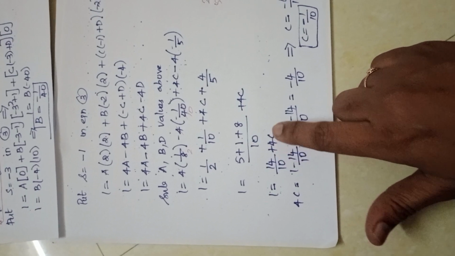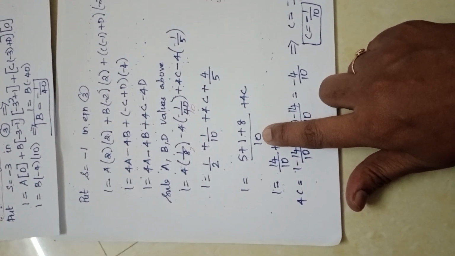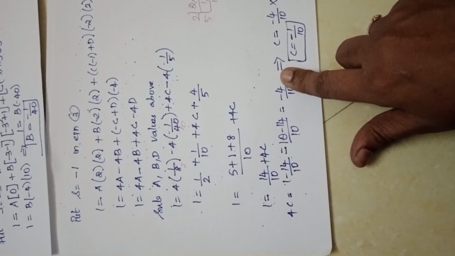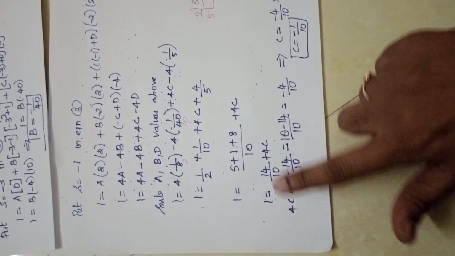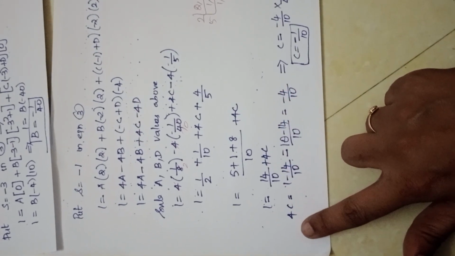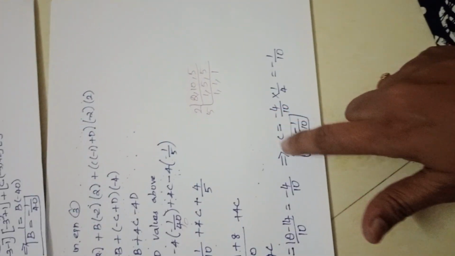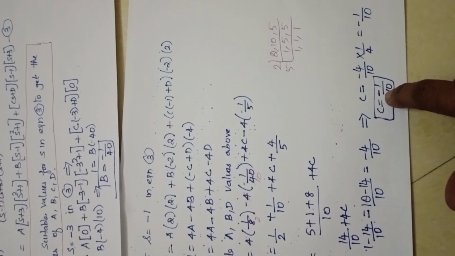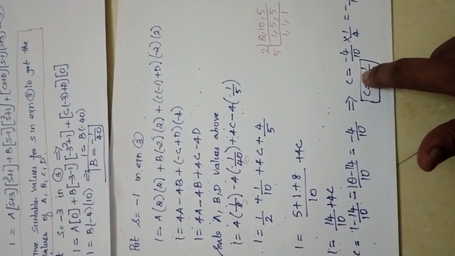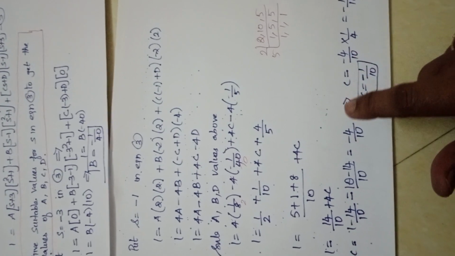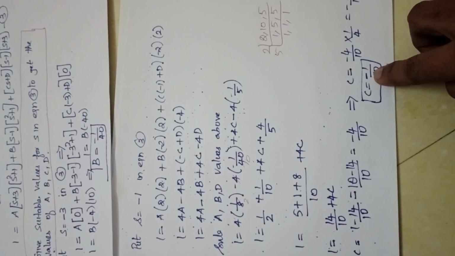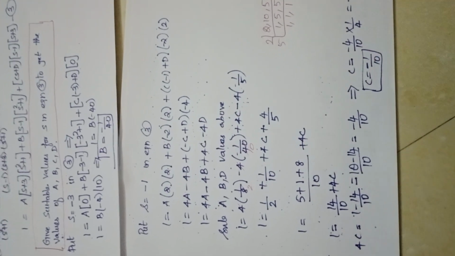I want to get the value for c. So keep 4c on one side and the remaining 14 by 10 on the other side. 1 minus 14 by 10, taking LCM, will give you minus 4 by 10. So 4c is equal to minus 4 by 10. I will take the 4 to the other side. We find c is equal to minus 1 by 10. This is how we calculate the a, b, c, d values. So now we have understood: a, b, c, d, all are ready. Now what we have to do? Substitute all these 4 values into our equation.